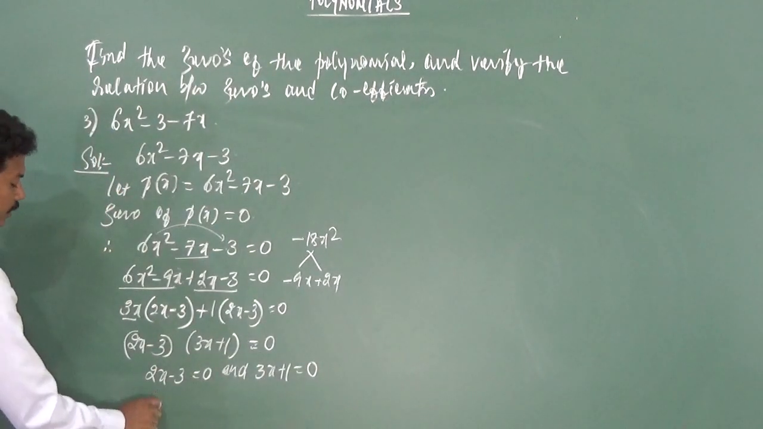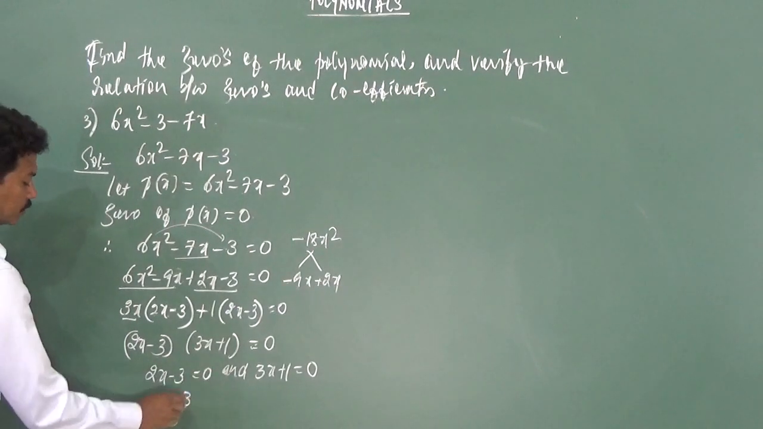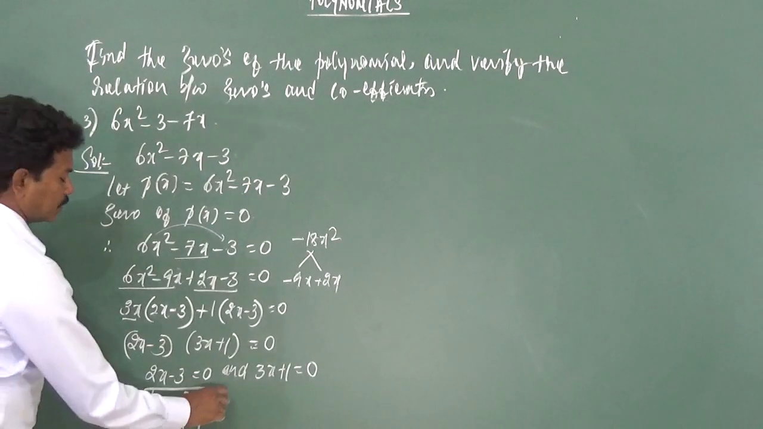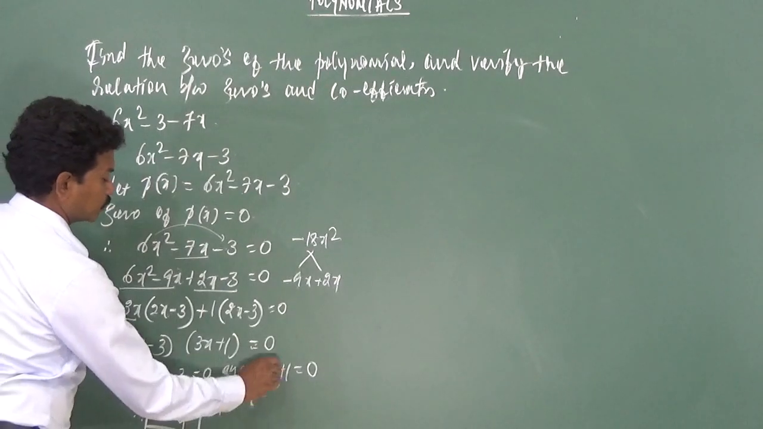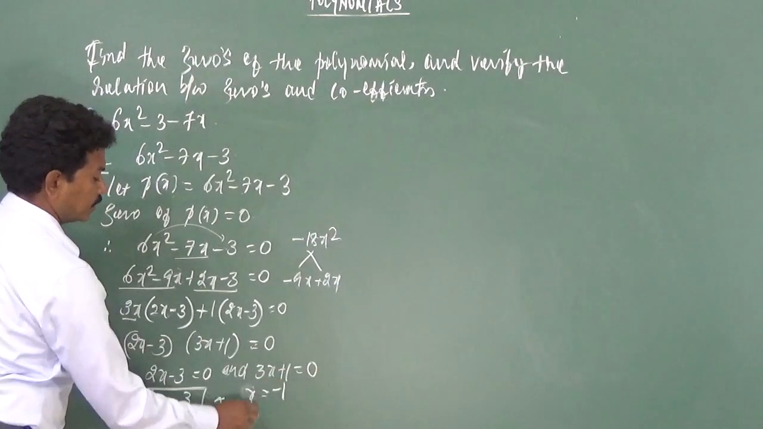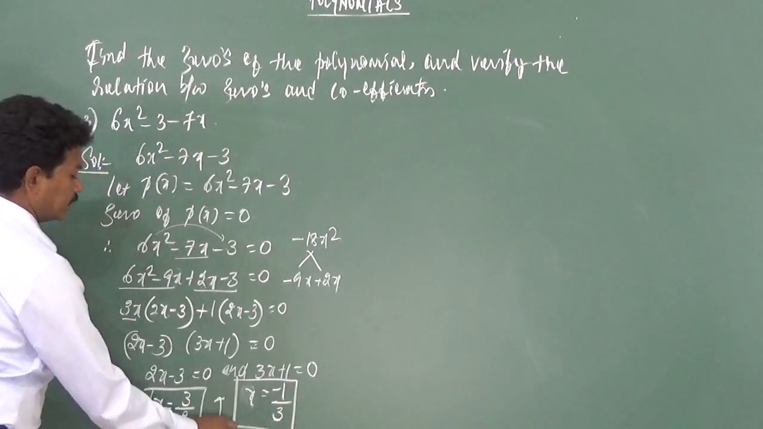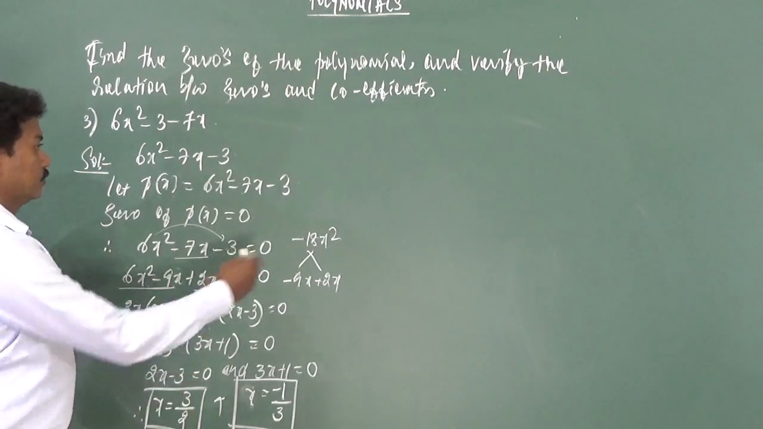So therefore, 3 goes to the RHS, that is plus 3, and 2 comes to the denominator, that is x is equal to 3 by 2. And another zero: plus 1 goes to the RHS, it becomes minus 1, 3 comes to the denominator, that is x is equal to minus 1 by 3. So these are the two zeros we have got. So let us go with the next step.